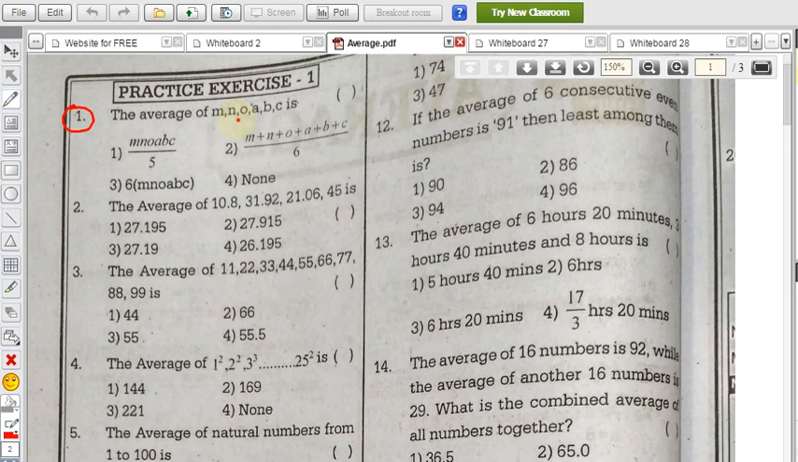The average of m, n, o, a, b, c. This average is nothing but the sum of the observations by the number of observations, right? So m plus n plus o plus a plus b plus c by 6. Direct question.